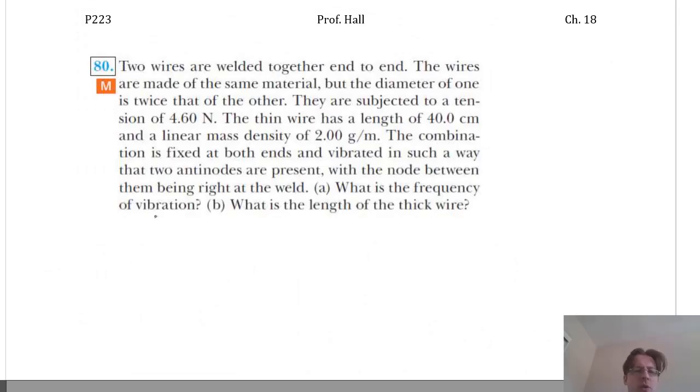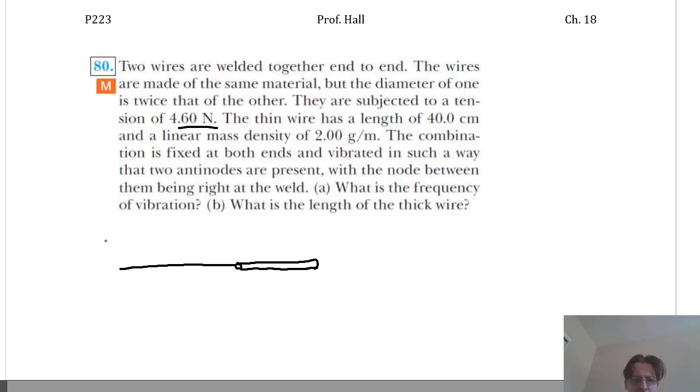Here we have 2 different wires that are welded together end to end. One wire is thin, the other one is a fatter wire. We don't know how long they are. I do know, however, that the tension is uniform throughout it. It's pulled at both ends with a force of 4.6 newtons. So there's a uniform tension all throughout it.